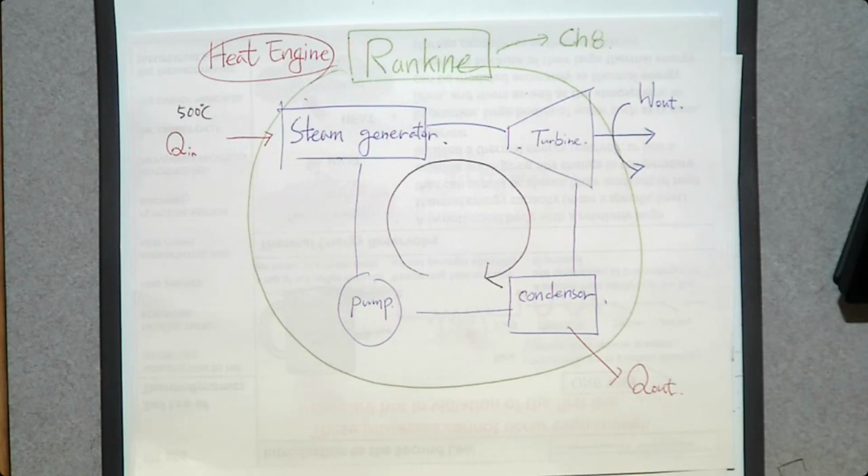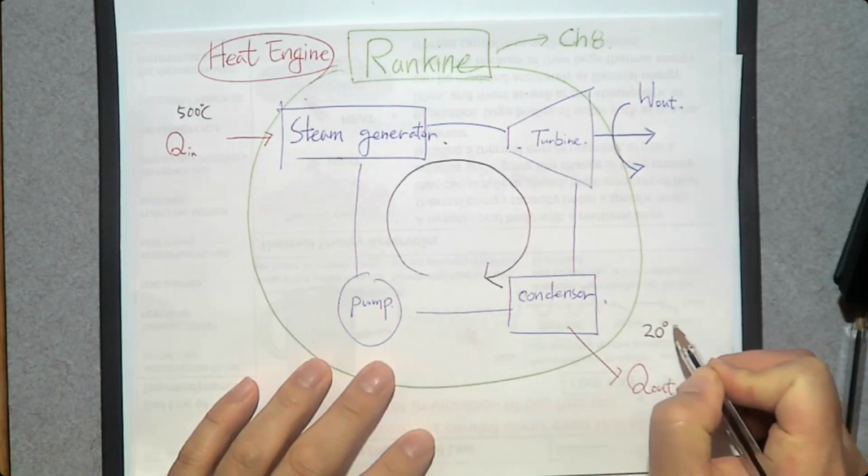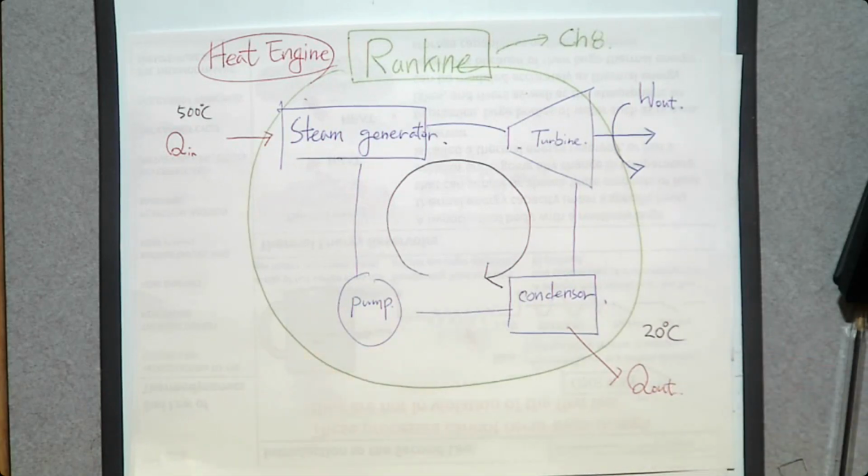We need to reject heat at steady state. That means that the coolant which is going to be used in this condenser should be at a constant temperature. So let's say that we are using water from a nearby river, the Chippewa River, which is at 20 degrees Celsius.